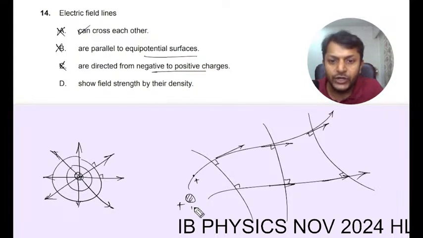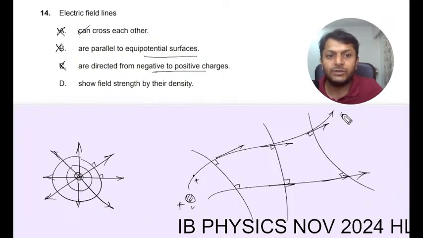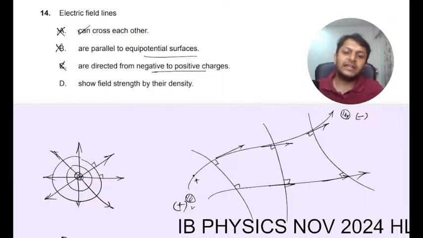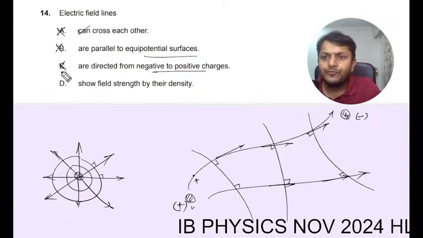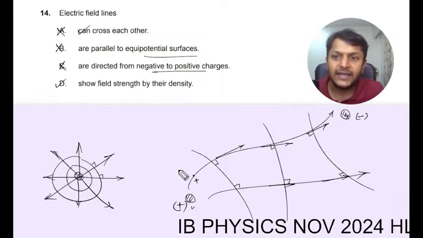Of course it will be going away from the positive charge and going towards the negative charge. So we can just assume that yes, electric field lines are moving from positive charges to negative charges. They originate from positive charges and always go into the negative charge. This is how we define it. That is why C is also wrong, but D is absolutely correct.